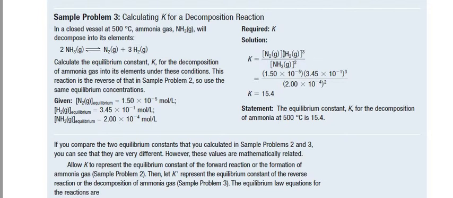So if we want to write the expression, we have N2 to the power of 1, H2 to the power of 3 divided by NH3 to the power of 2. And then we substitute all the equilibrium concentrations. For N2 we have this one, for hydrogen we have this number to the power of 3, divided by 2 times 10 to the power of negative 4 to the power of 2. So K is going to be 15.4. So the equilibrium constant K for the decomposition of ammonia at 500 degrees Celsius is 15.4.